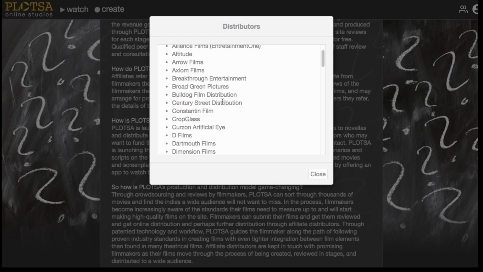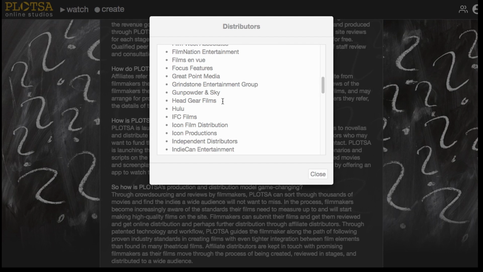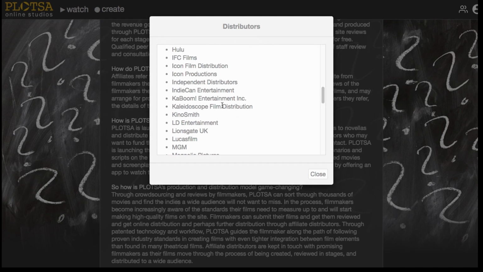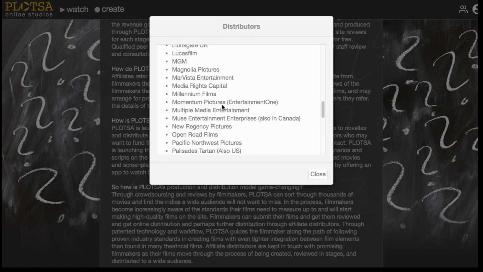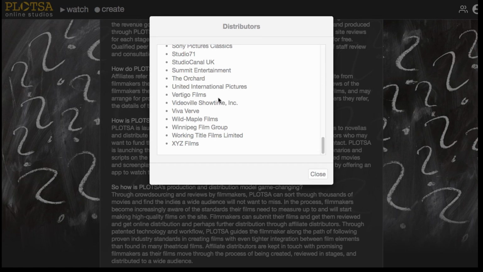If your film is funded and produced through Plotsa, you will receive 70% of distribution return to the site. You will also be reimbursed for the cost of the initial peer and staff reviews for each stage of your film. That means when your film is distributed, the review process of your film ends up being free.